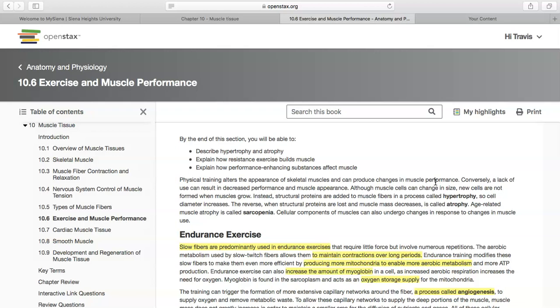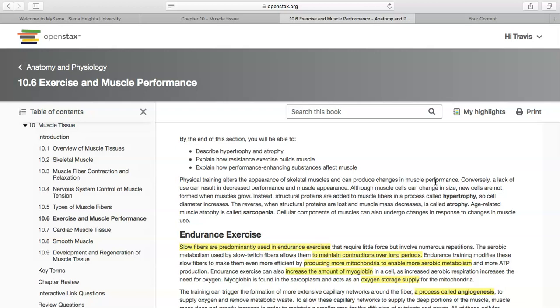When we add structural proteins, that's called hypertrophy, and that increases the cell diameter of muscle cells. That's, you'll see, building muscle basically. And then the reverse is that when you have structural proteins that are lost and your muscle mass decreases, that's called atrophy. And then if that atrophy is age related, we call it sarcopenia.